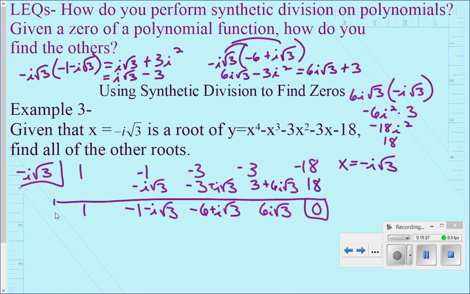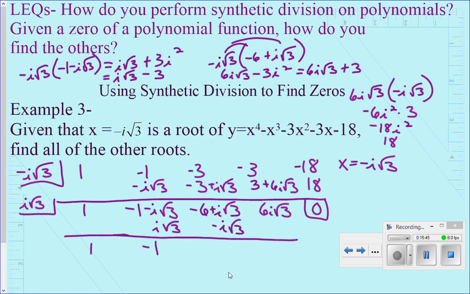So now let's run through with the conjugate, positive i root 3. One comes down, times i root 3 is i root 3. The i's cancel out and I'm left with negative 1. Negative 1 times i root 3 is negative i root 3. The i's cancel out and I'm left with negative 6. Negative 6 times i root 3 is negative 6i root 3. The i's cancel out and I'm left with a 0 remainder. I just confirmed that positive i root 3 is also a solution.